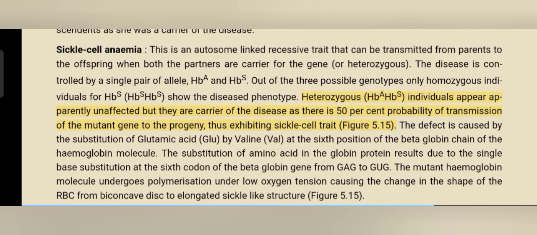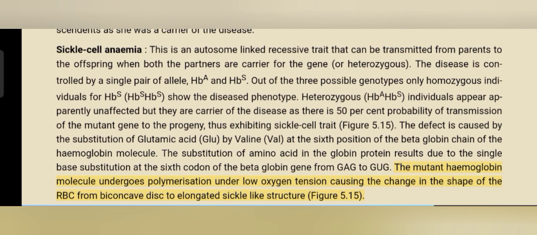Figure 5.15. The defect is caused by the substitution of glutamic acid (Glu) by valine (Val) at the sixth position of the beta-globin chain of the hemoglobin molecule. The substitution of amino acid in the globin protein results from a single base substitution at the sixth codon of the beta-globin gene from GAG to GUG. The mutant hemoglobin molecule undergoes polymerization under low oxygen tension, causing the change in the shape of the RBC from biconcave disc to elongated sickle-like structure.